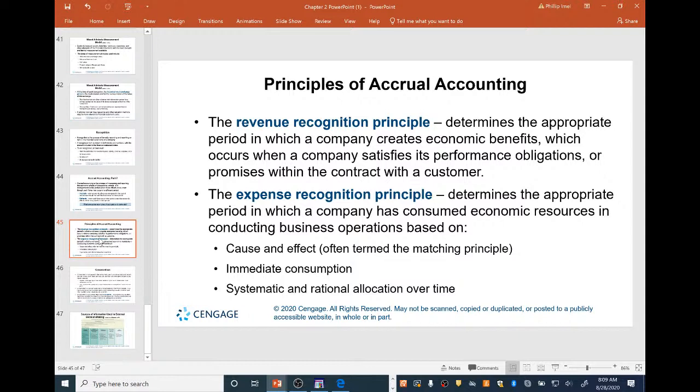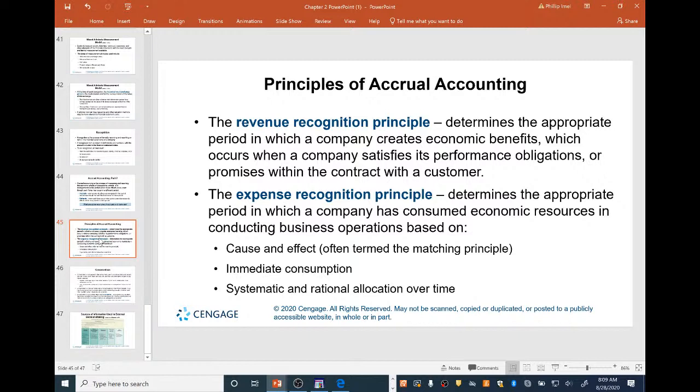The expense recognition principle determines the appropriate period in which a company has consumed economic resources in conducting business operations, based on cause and effect. So this is often termed the matching principle. We want to make sure that we're matching the revenues and expenses within the same period so we can truly see the actual strength and performance of the company.